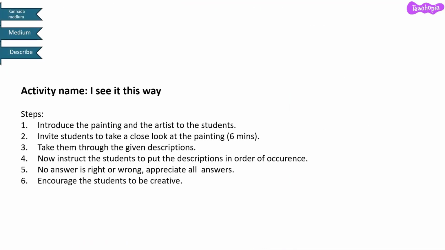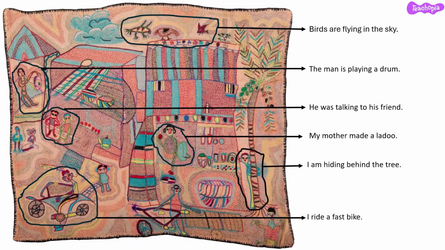Activity name, I see it this way. Introduce the painting and the artist to the students. Invite students to take a close look at the painting for approximately 6 minutes. Take them through the given descriptions. Now instruct the students to put the descriptions in order of occurrence. No answer is right or wrong. Appreciate all answers. Encourage the students to be creative. Ask them to write what they have seen in their own way.